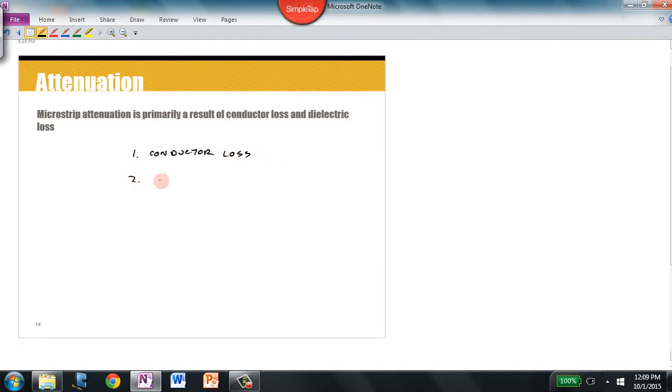The second is dielectric loss, and this is the loss of power due to current flow in the dielectric material, in the insulation material. And then the third is radiative loss, which is the unintentional creation of electromagnetic propagating waves from the surface of the conductor due to surface irregularities. So I'm going to work backwards and start with radiative loss.